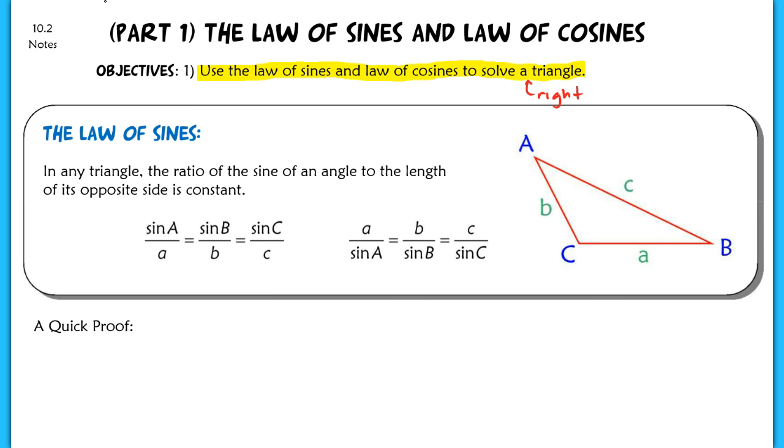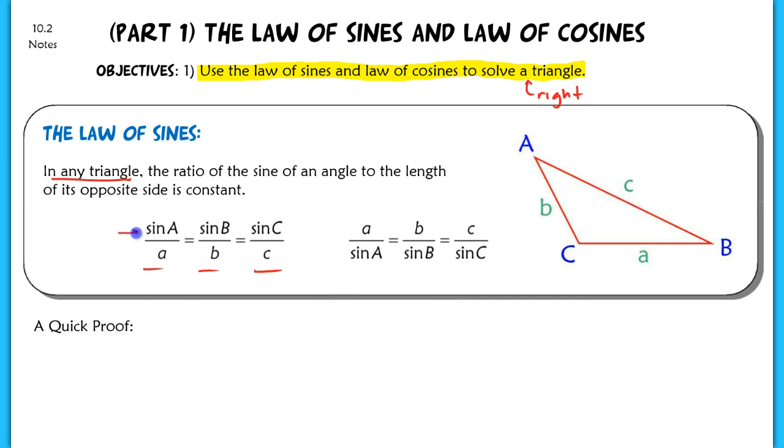So anyhow, let's actually talk about what the law of cosines and law of sines actually are. So let's start with the law of sines here. The law of sines says that in any triangle, including right triangles, the ratio of the sine of an angle to the length of its opposite side is constant. So here I've got 3 different ratios set up. These are equivalent ratios to each other.